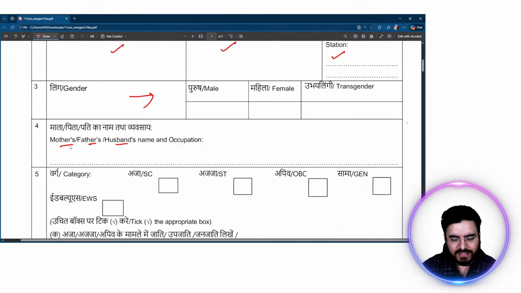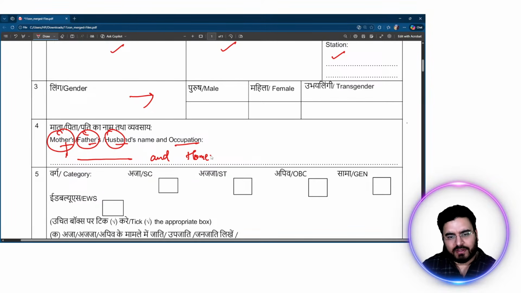It means you have to fill in either one. If you're filling in your mother's name, that is fine. Don't fill in everyone's. Choose only either mother's name, father's name, or husband's name, and the occupation, what they do. Let's say your mother is a homemaker, mention the name of your mother and mention homemaker, housewife, whatever you want to say. Let's say your father's name is XYZ, so mention XYZ and mention the occupation. Let's say he is in government service, or a business, whatever, please mention it here.